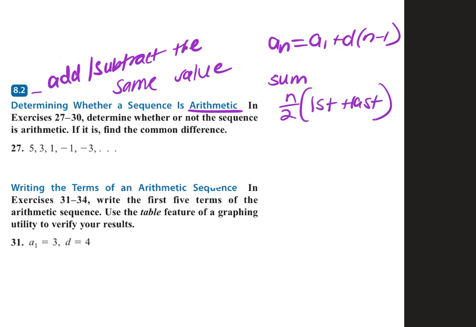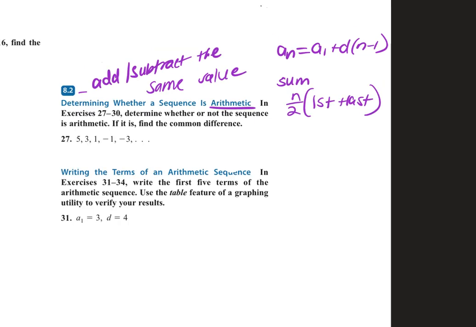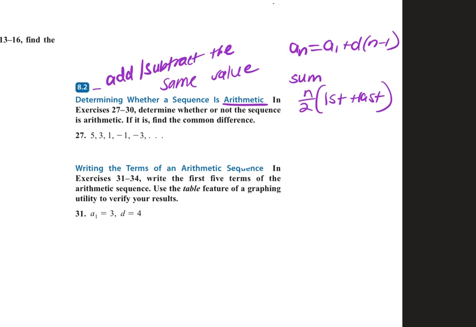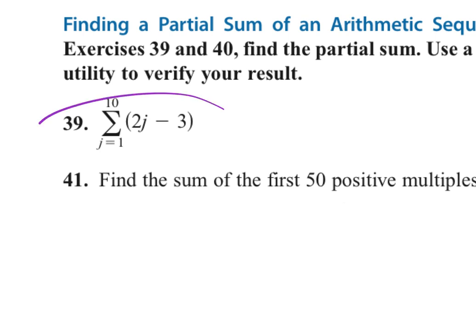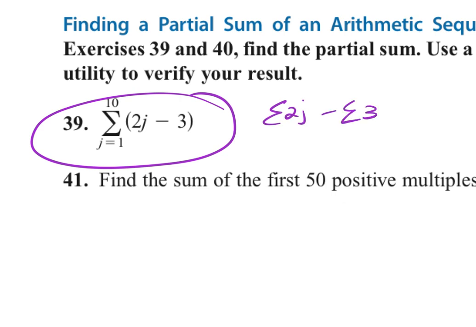These are all things that are not on a reference sheet. These are all things that you would need to know. But look at number 39. This is an arithmetic sequence, so you can use N over 2 times first plus last on this, but you can also now use your other summation rules. So if you do what we just did in 11.5, what would you do with that? Split it up. So I'd make it 2J minus 3, and then what?